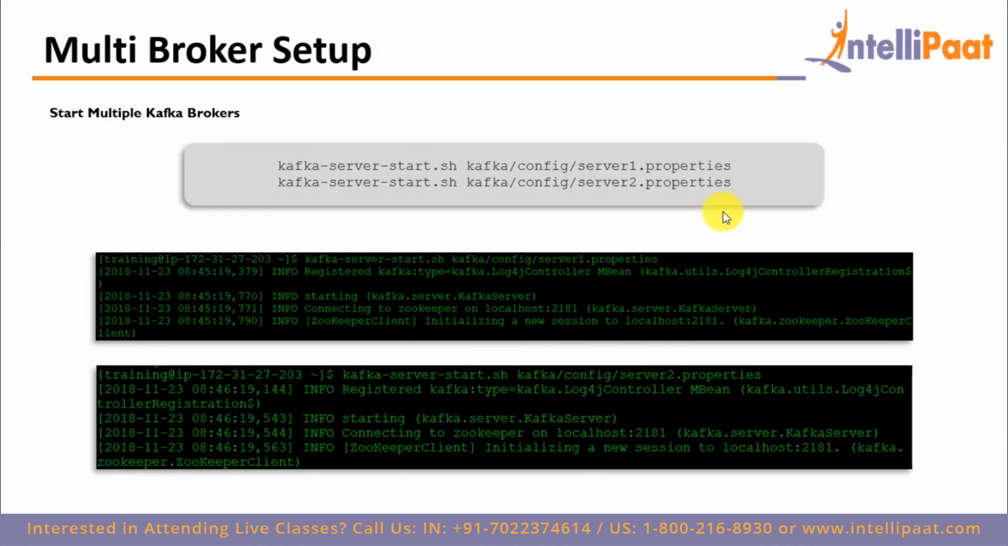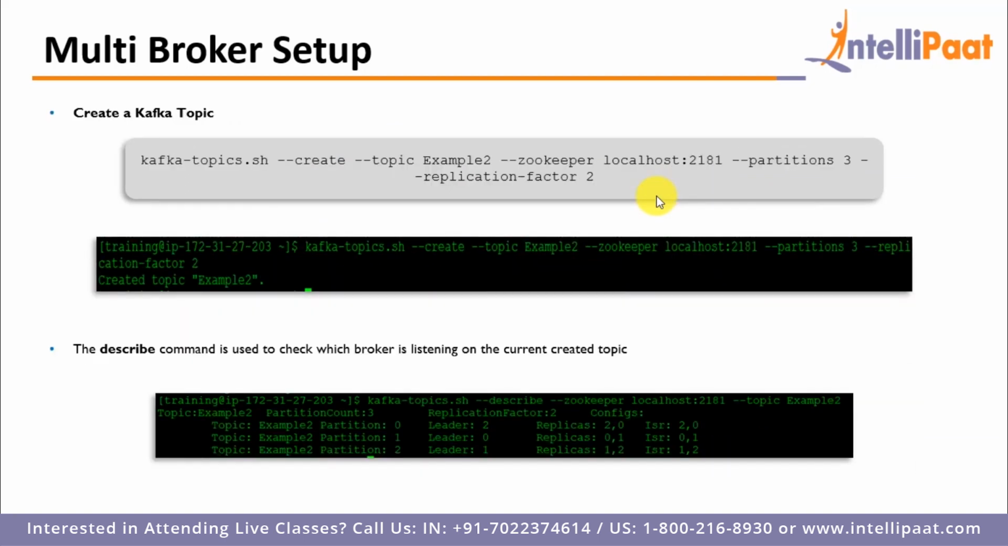Now, once we set up this, we'd have to go ahead and start all of these brokers which we've created. So the command would be the same. We'll type in kafka-server-start.sh and we'll load up this server1.properties. Similarly, we'll type in kafka-server-start.sh and we'll type in server2.properties. So this is how we can start these two brokers which we have just created.